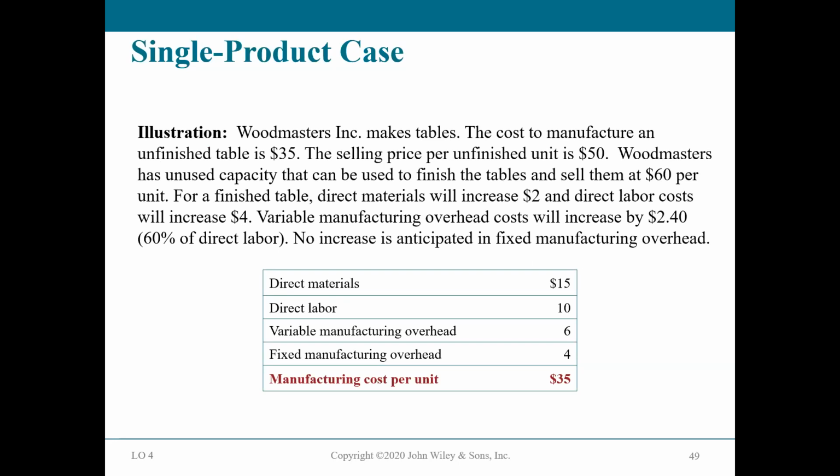So let's look at this company. They make tables. The cost to manufacture an unfinished table is $35. The selling price per unfinished unit is 50, and we have unused capacity that can be used to finish the tables and sell them at 60. For a finished table, direct materials will increase by 2 and direct labor will increase by 4. Variable manufacturing overhead costs will increase by 240, 60% of direct labor, and no increase is anticipated in fixed manufacturing overhead. So a little schedule here that talks about the manufacturing costs, different components, and we'll pull that into the next chart.